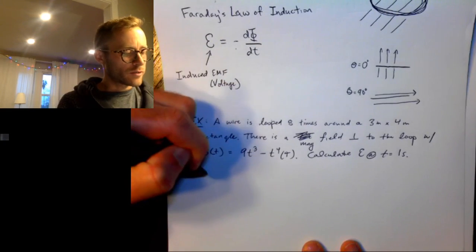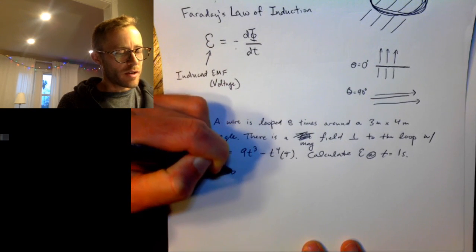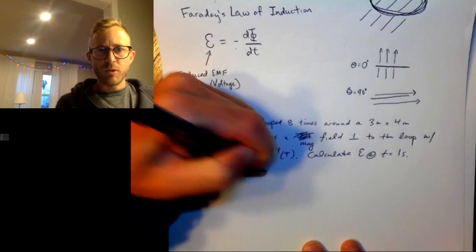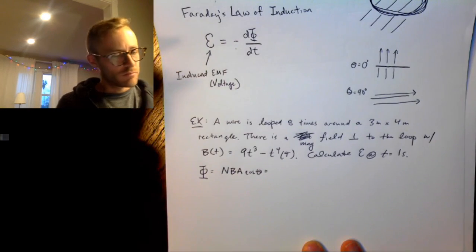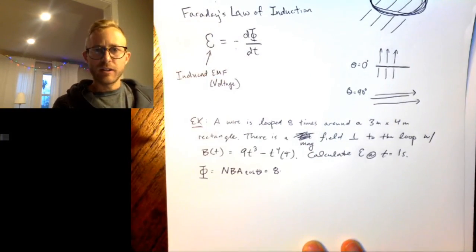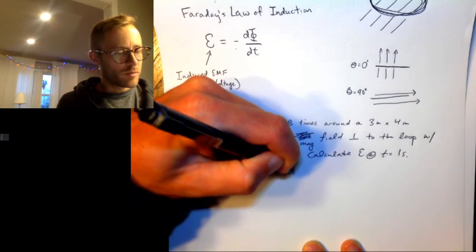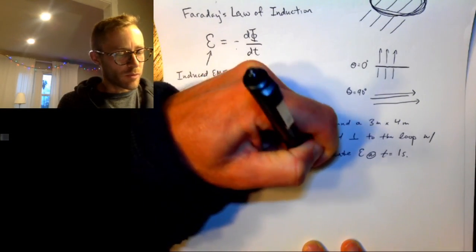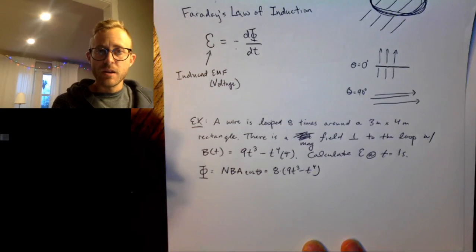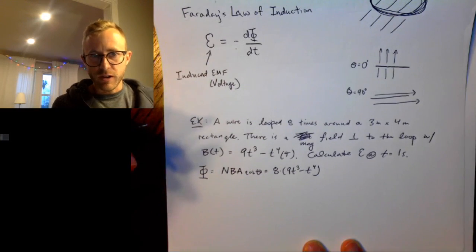So the flux is N B A cosine of theta. The N, it says the wire is looped 8 times, so that would be N is 8. The magnetic field is given by 9t cubed minus t to the 4th. The area, it's a rectangle 3 by 4, so that's an area of 12.